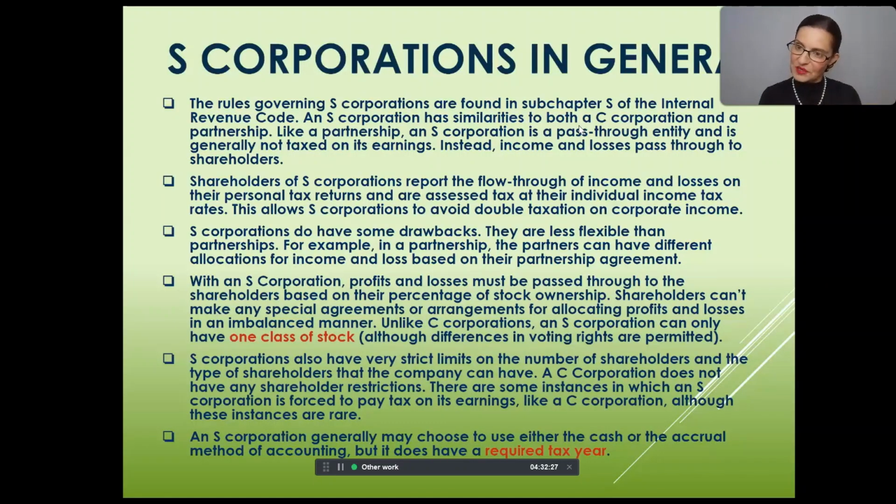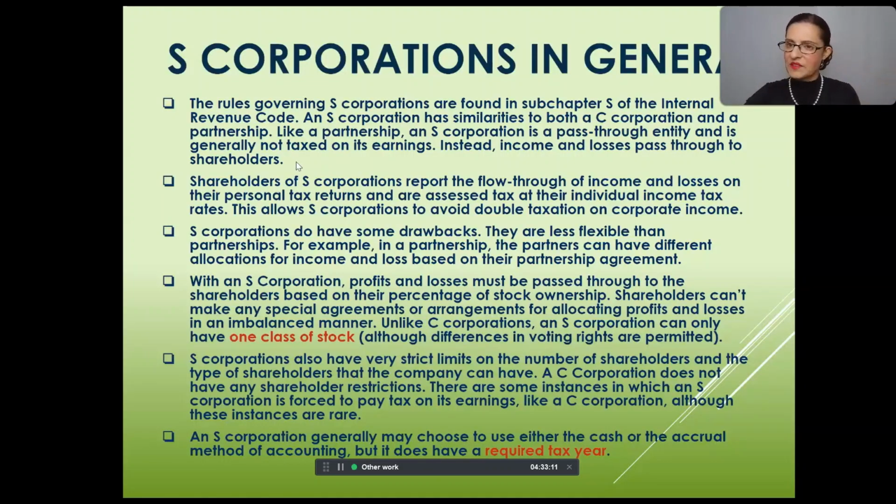It's not the same as a partnership, even though income and loss passes through, and it's not the same as a C corporation, even though an S corporation is a type of corporation. It has aspects of both of those types of entities, okay? Like a partnership, an S corporation is a pass-through entity and is generally not taxed on its earnings. Instead, income and loss is passed through to the shareholders. However, unlike a partnership, the shareholders in an S corporation are not considered self-employed. They're either employees or investors in the corporation.